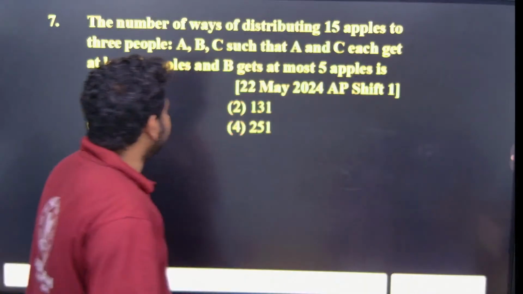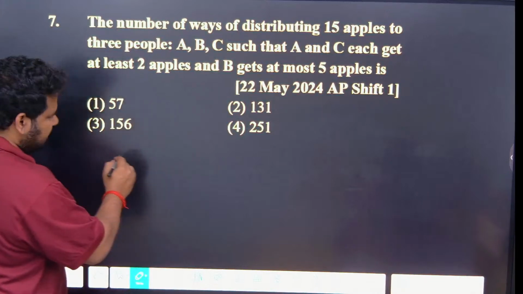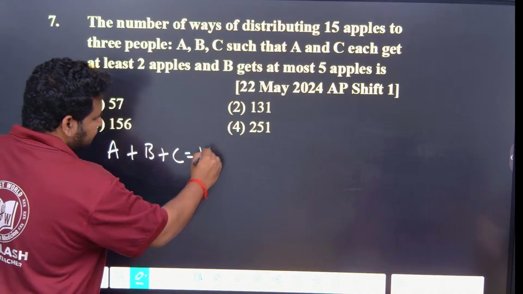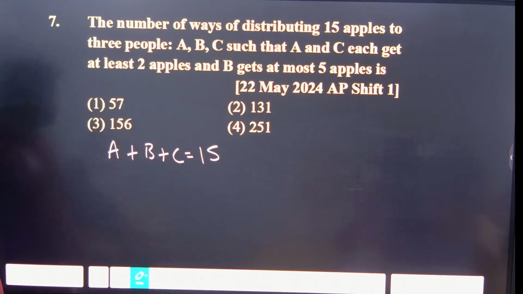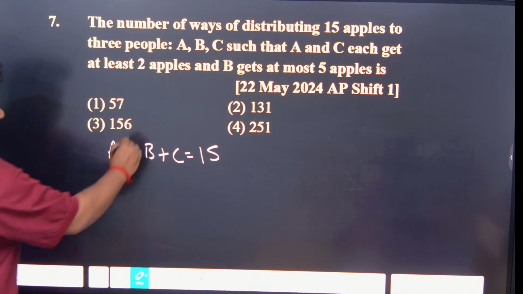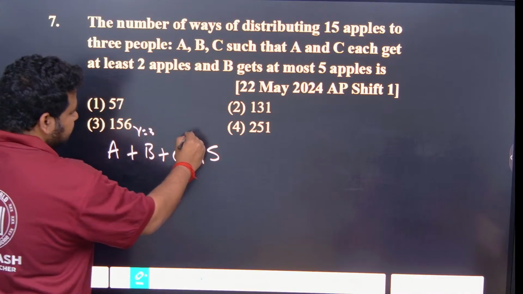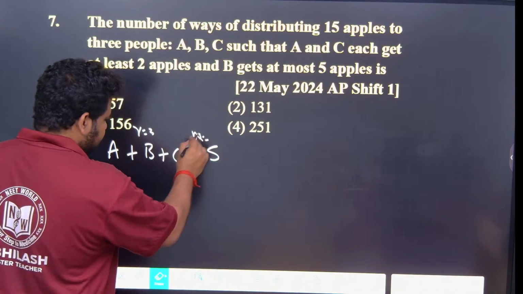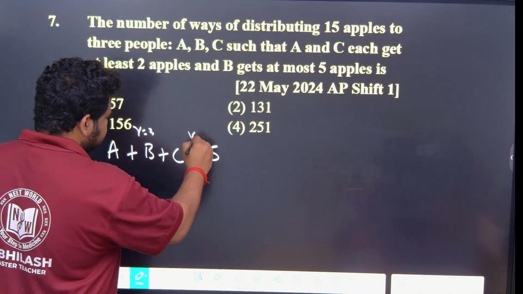So this will be the number of ways of distributing 15 apples to A, B, C. That means A plus B plus C should be equal to 15. Now R is 3, and N is initially 15.